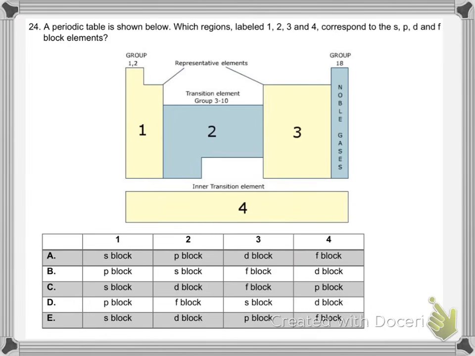Here's number 24, and we're just going to identify what we call different regions on the periodic table. And so here we have our S block, our P block, our D block. We don't talk about this as much, but we have our F block here. And so that just tells us where the outermost electron is going to reside.